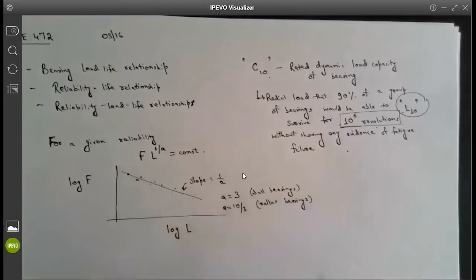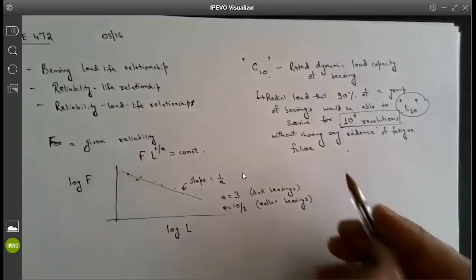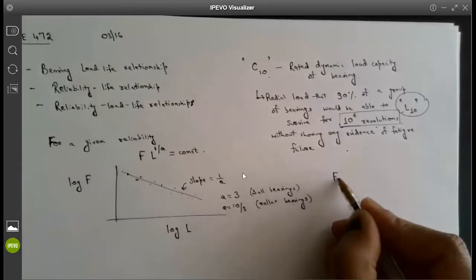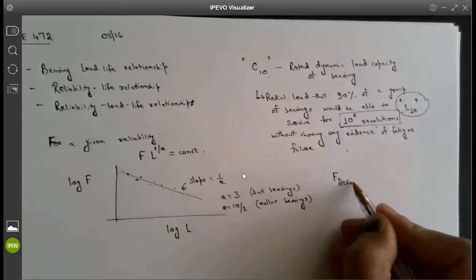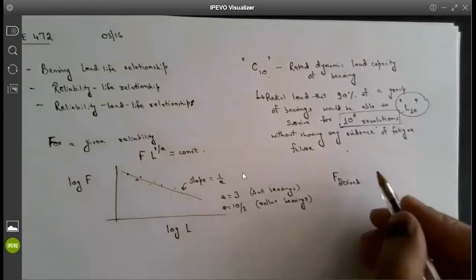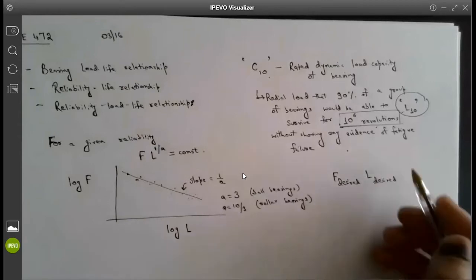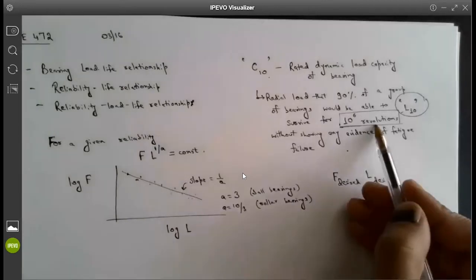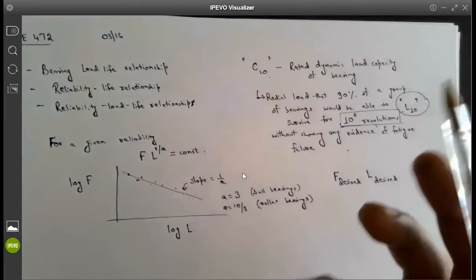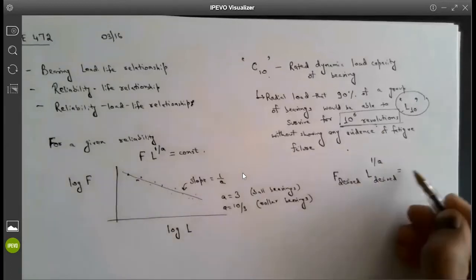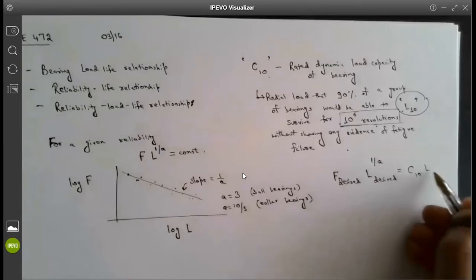Now, what this relationship says is that as a designer, I know my desired load, F desired, in kilonewtons, and I also have my desired life, because as a designer I would not be satisfied with 1 million revolutions. I probably need 100 million revolutions, more than that. So if that is the condition, what should be my C10 load in that case?